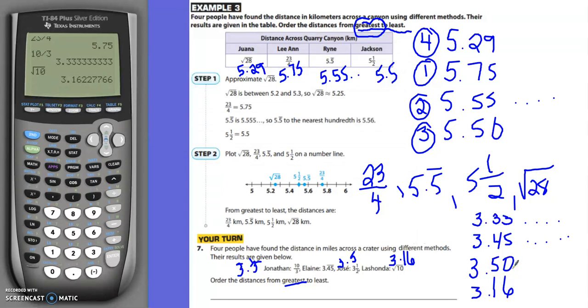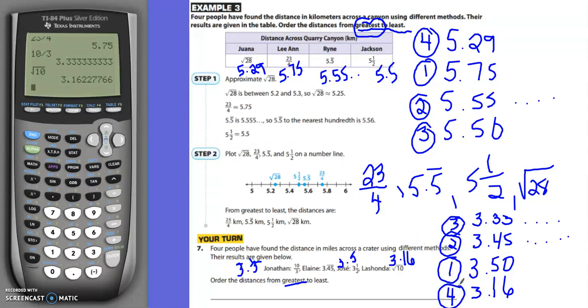Alright, we're looking for the greatest, so the first step is to compare the whole numbers. They're all 3. Go to the tenths spot. You have 3, 4, 5, or 1. 5 is larger, so this will come first. Okay, then 4 is second, 3 is third, and lastly 1 is fourth.